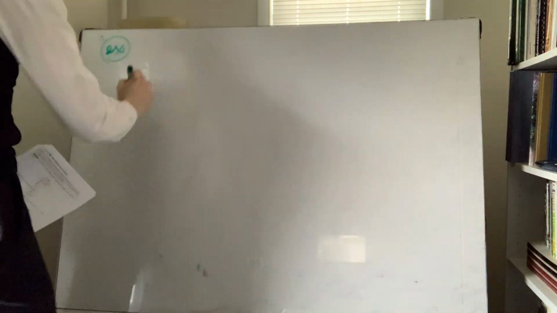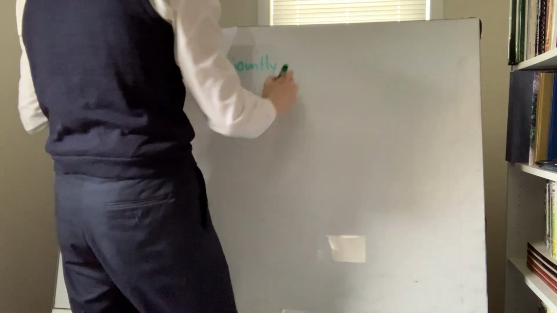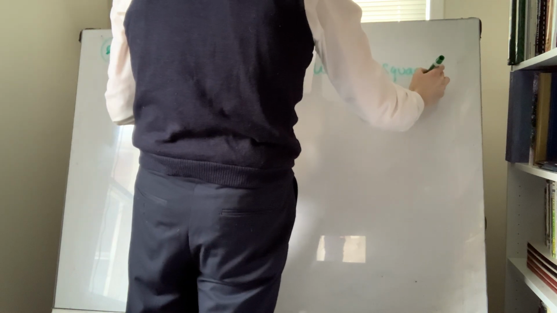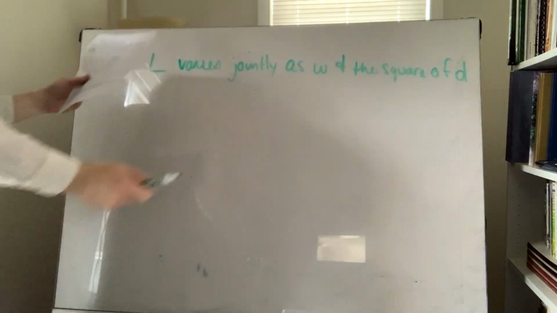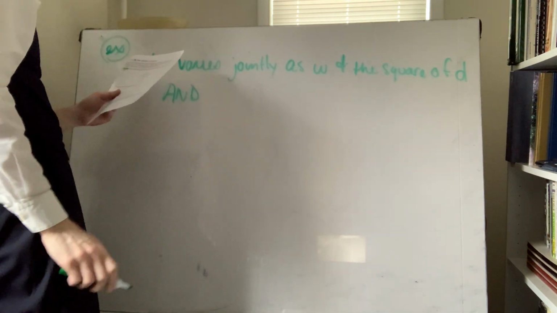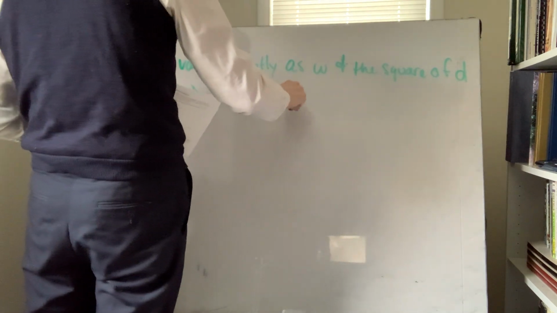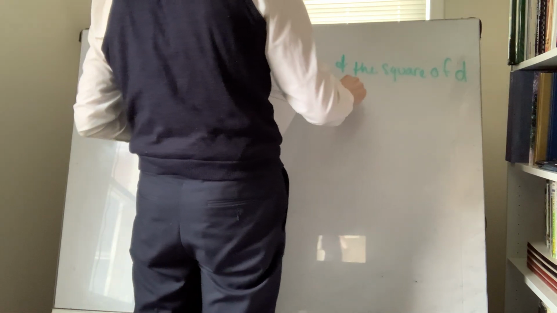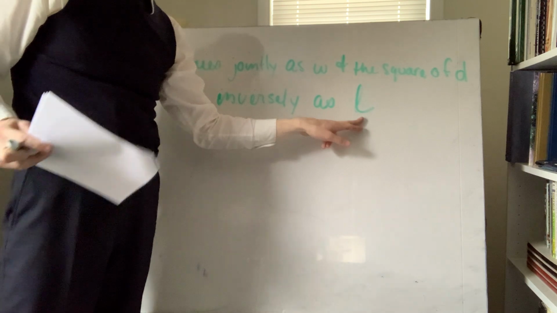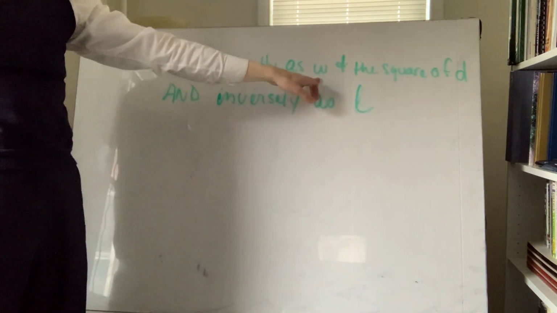All right. So we got a capital L, varies jointly as W and the square of D, and, using an abbreviation for and, inversely as the length, L, lowercase l. Capital L for load, lowercase l for length, D for depth, W for width, I believe, right?